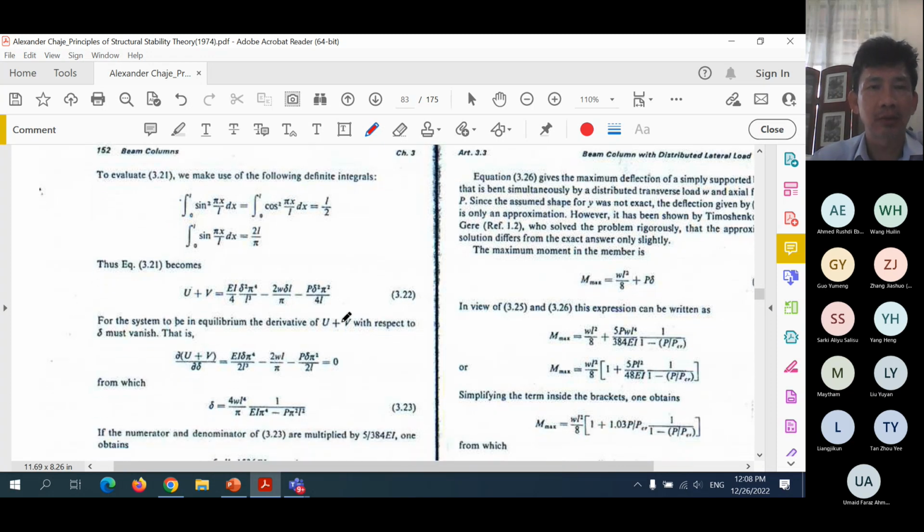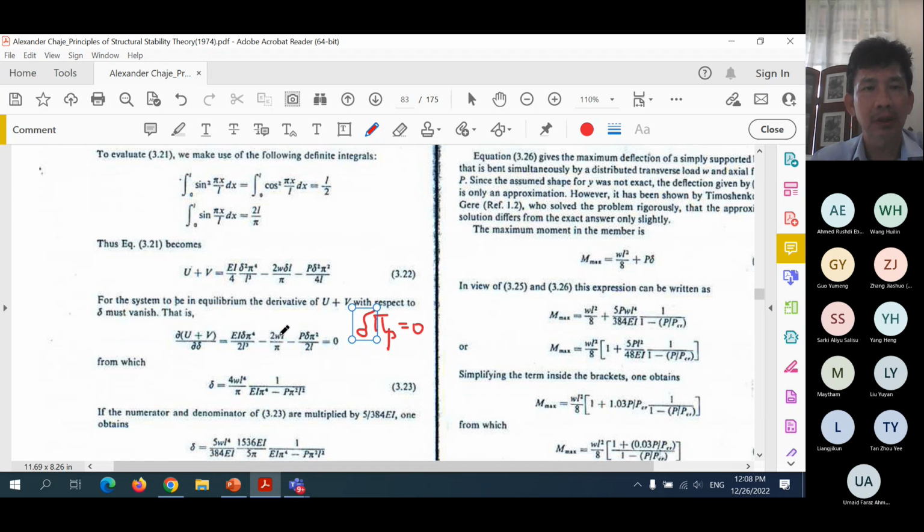Now to use the Rayleigh-Ritz method, we use the principle of minimum total potential energy, which is del pi p equal to 0. This is what we apply here. Then we get these equations. After applying this, it means that the differentiation of total potential energy with respect to delta, which is the unknown that we want to determine, must be equal to 0. This comes from this one here.